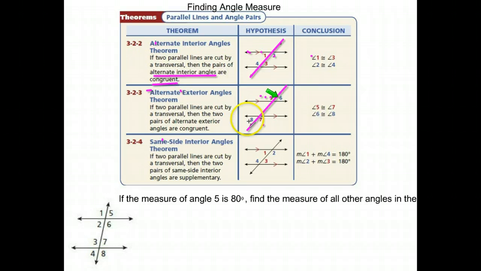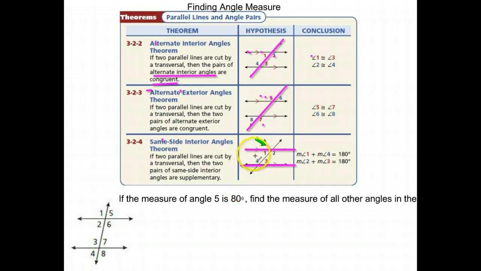6 and 8 are also a pair of alternate exterior angles, which makes them congruent. The ones that are going to mess you up are the same side interior angles. Interior, again, means between your pair of parallel lines. So here's our parallel lines. We're just looking at the angles that are between those. We're not looking at these up here that are outside or exterior.